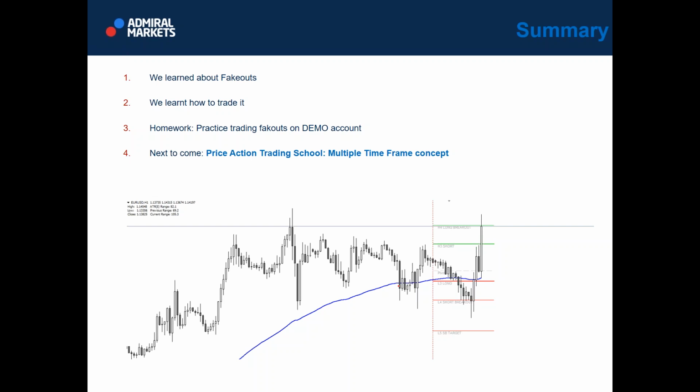Now, focus on this. So we learned about fakeouts, we learned how to trade it, practice trading fakeouts on demo account, and next to come is Price Action Trading School multiple time frame concept. Okay? We will use multiple time frame concept in Price Action Trading School, and you will actually see how we watch the trend on higher time frames and how we actually zoom into lower time frame to see how we can find some good spots based on historical versus now moment.